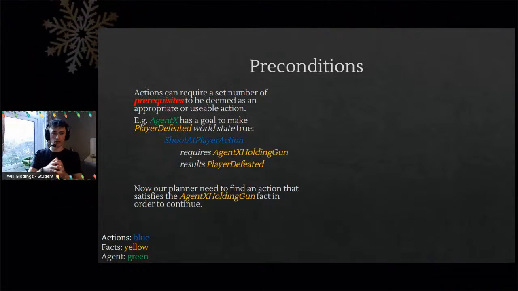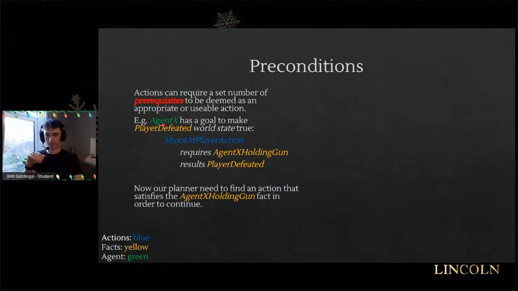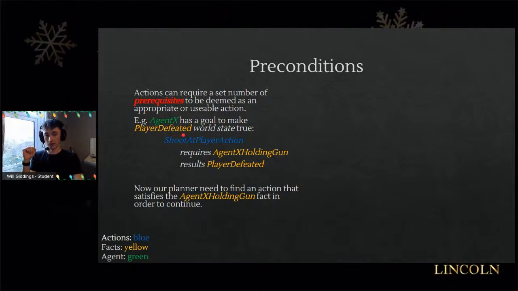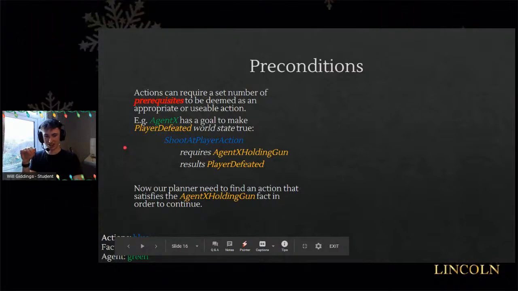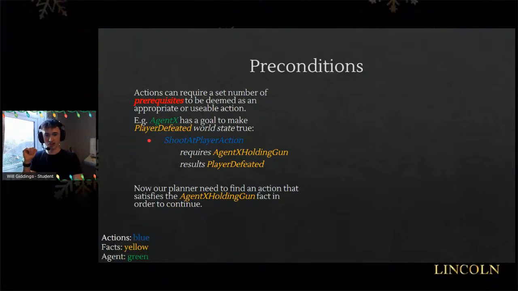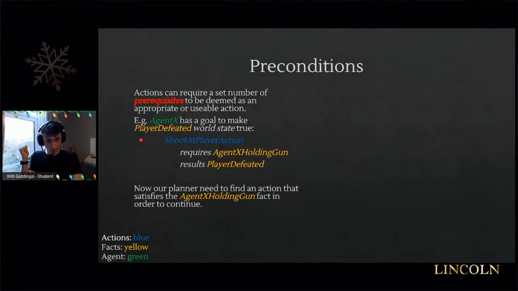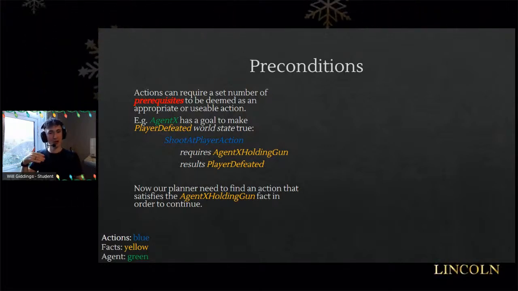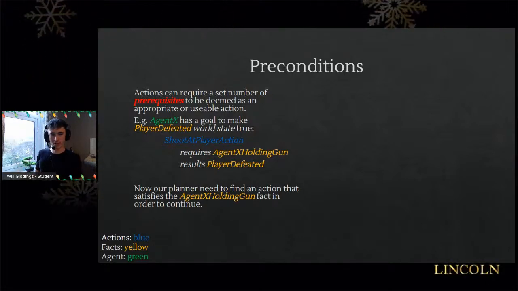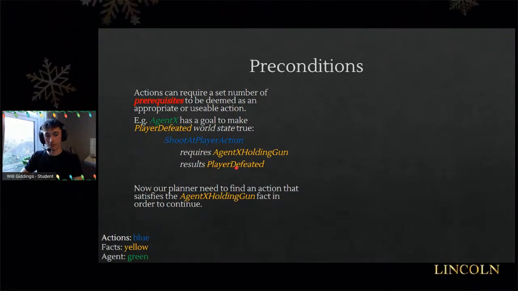So we'll look at this example here. Say our agent X, this is just going to be our AI agent that's using this action planner, has a goal to make the world state of player defeated true. I've got a little label down here if you lose track of what the colors mean. We have an action at our disposal called shoot at player action. It has a prerequisite, a requirement of agent X, which is our agent, holding a gun, which makes sense, right? To shoot at the player, we need to be holding a weapon. And this results in the world state changing, and player defeated being true.